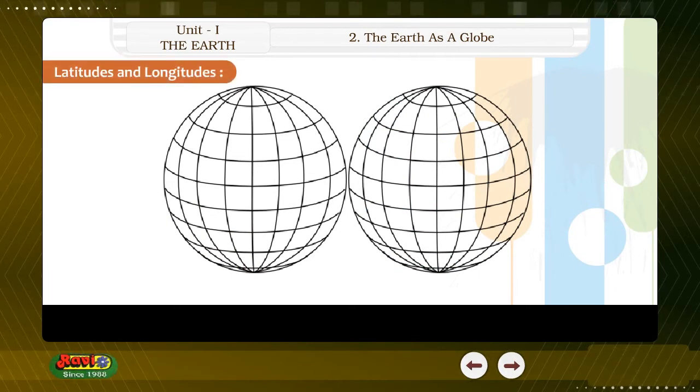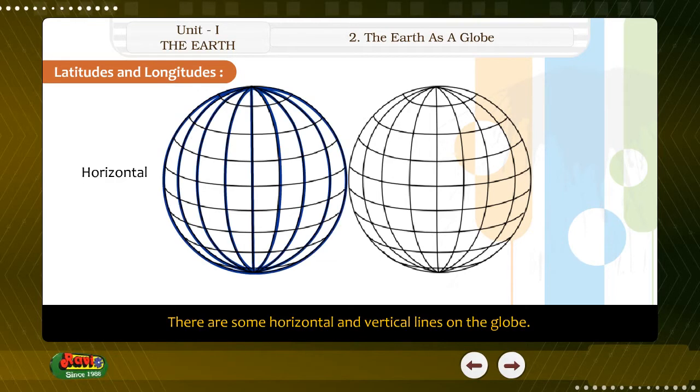Latitudes and longitudes. There are some horizontal and vertical lines on the globe. The horizontal lines drawn from east to west are called the latitudes. The vertical lines drawn from north to south are called the longitudes. The longest latitude is called the equator.